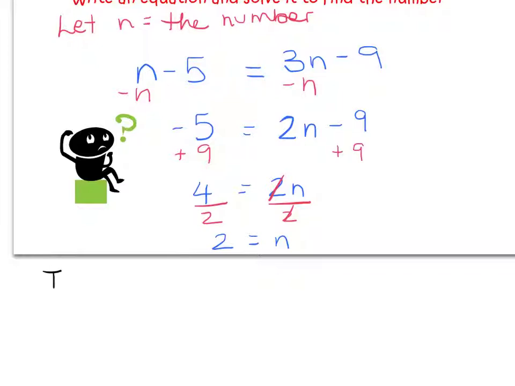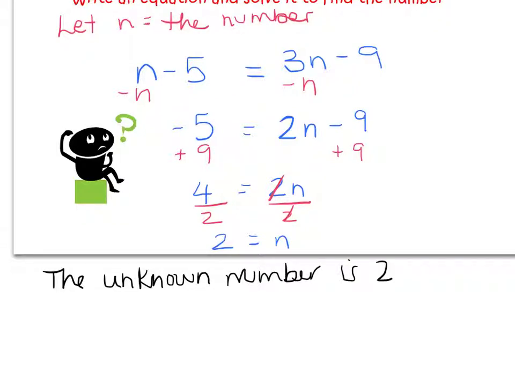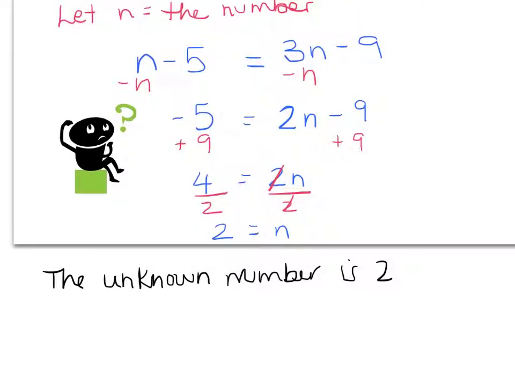So my unknown number is 2. Now I can check that the same way I've been checking my equations all along. I can go back to the original statement and see if it makes sense. So it's saying 5 less than a number. So 5 less than 2 is negative 3.